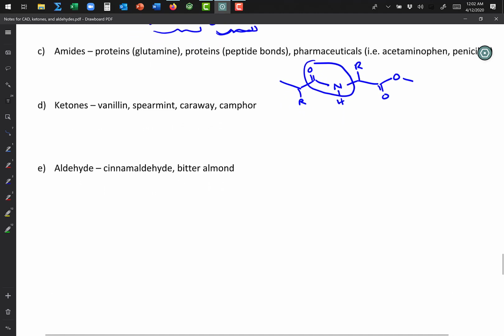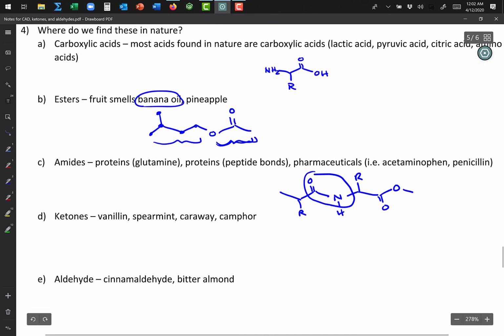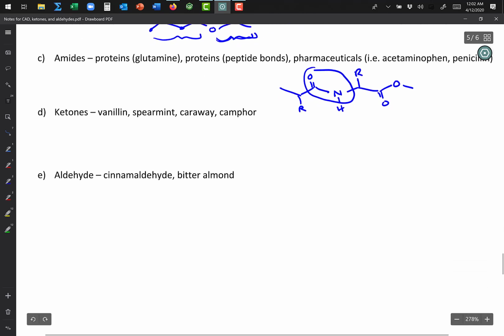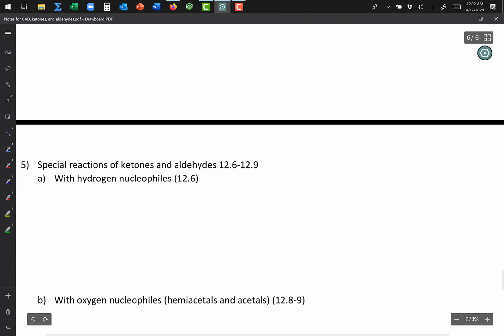Ketones and aldehydes, some of them can be pretty nasty, but a lot of the sweeter smells we associate with ketones, like vanilla or spearmint, but also some that aren't so good, like caraway. Camphor has kind of a sweet smell, but it's kind of overpowering. And then cinnamaldehyde is what we find in cinnamon. And also the bitter almond taste is an aldehyde. So those are the kinds of places we tend to find these things in nature. Again, if you need to see more of these things, I recommend that you go to your book and take a look at some of those images.